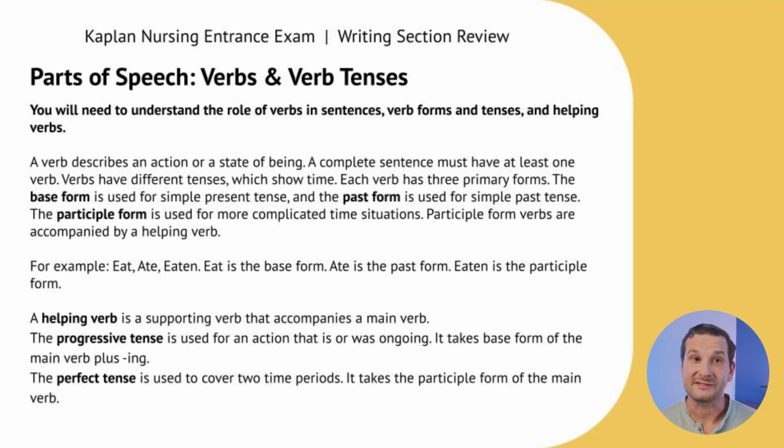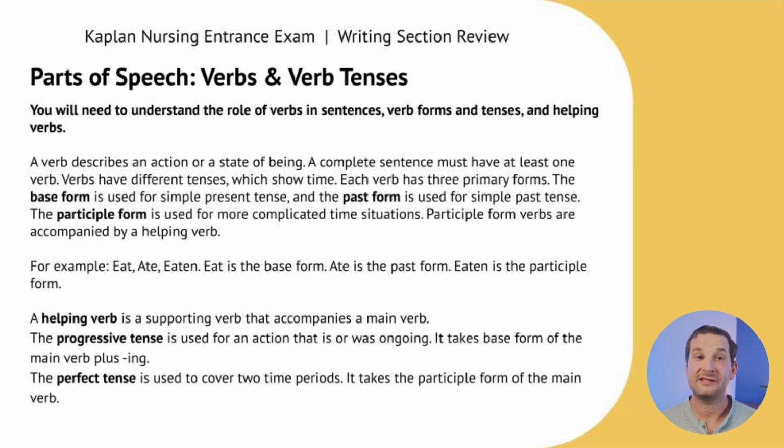Verbs and verb tenses. You need to know the verb forms. So those are the base, past form, and participle form. You need to know how to use verbs. So knowing how to say things like they ate, I walk, we went, she seems, and know about helping and progressive perfect tense verbs. To be, to have, to do. Know how to use all those things correctly within a sentence.